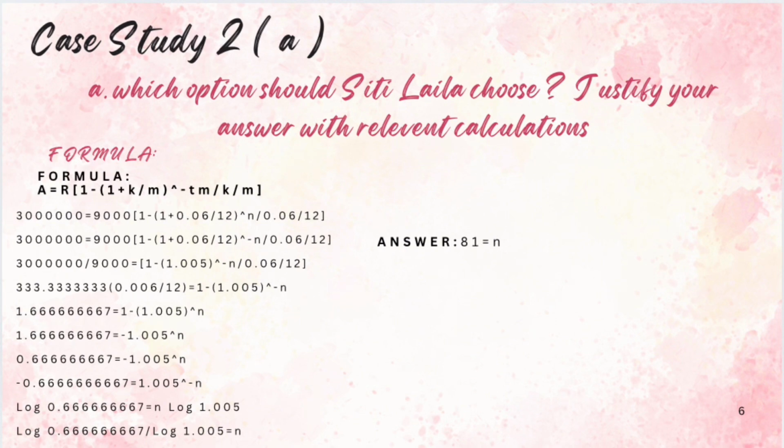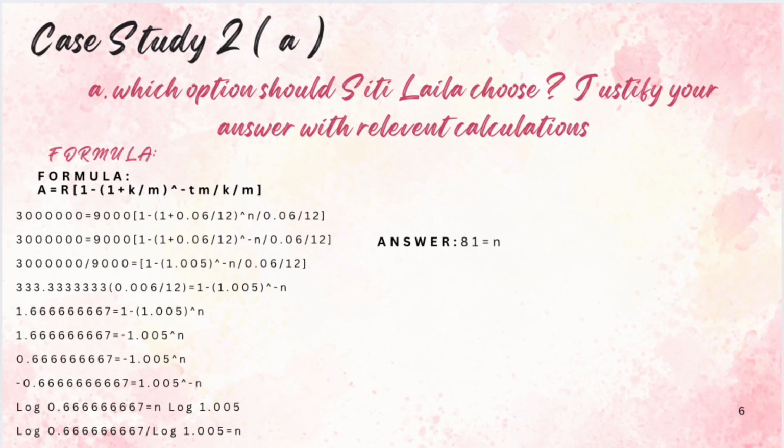and then 33.33333 equals 1 minus brackets 1.005 close the bracket power negative n per 0.006 per 12. And the next step, 33.33333 bracket 0.06 per 12 close the bracket equals 1 minus bracket 1.005 close the bracket power negative n, and then 1.666667 equals 1 minus bracket 1.005 bracket power negative n. And the next step is 1.66667 equals negative 1.005 power negative n.